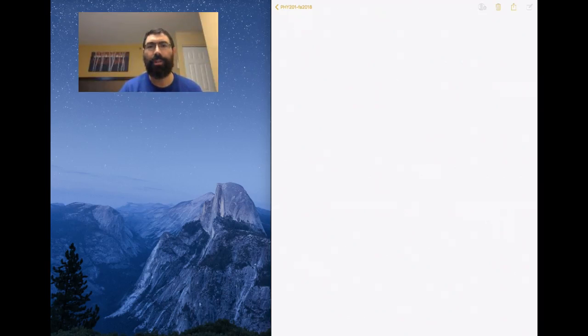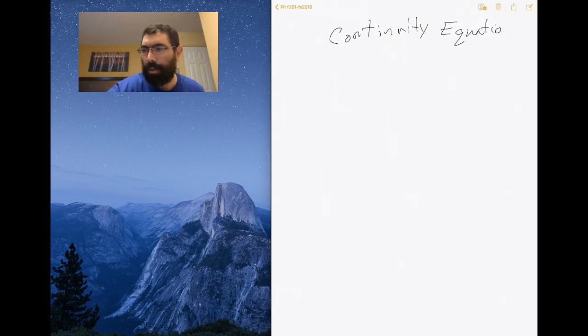So in this lecture on fluids, I wanted to talk about the continuity equation. And we're going to use the continuity equation to try and figure out exactly how fast a fluid is going to be moving through a pipe, let's say, but if the pipe is changing shape.